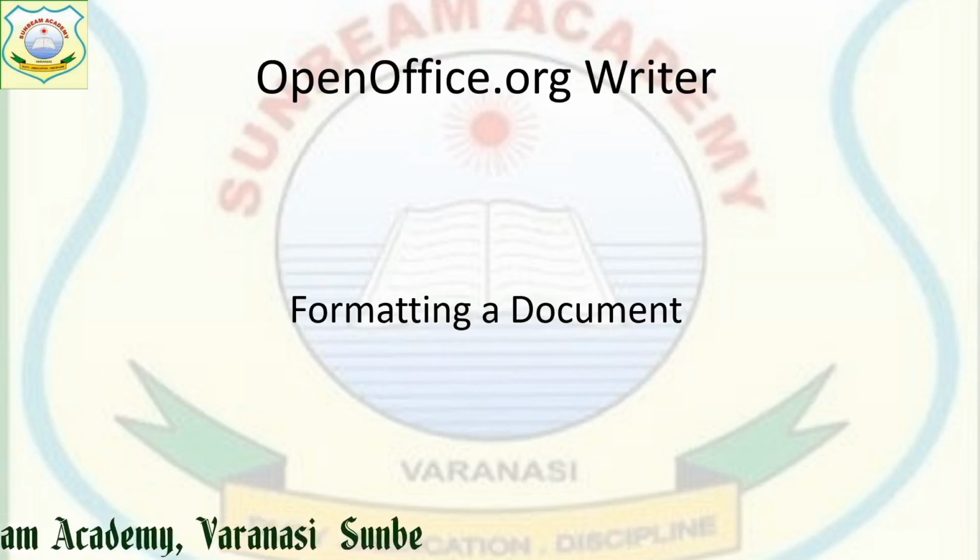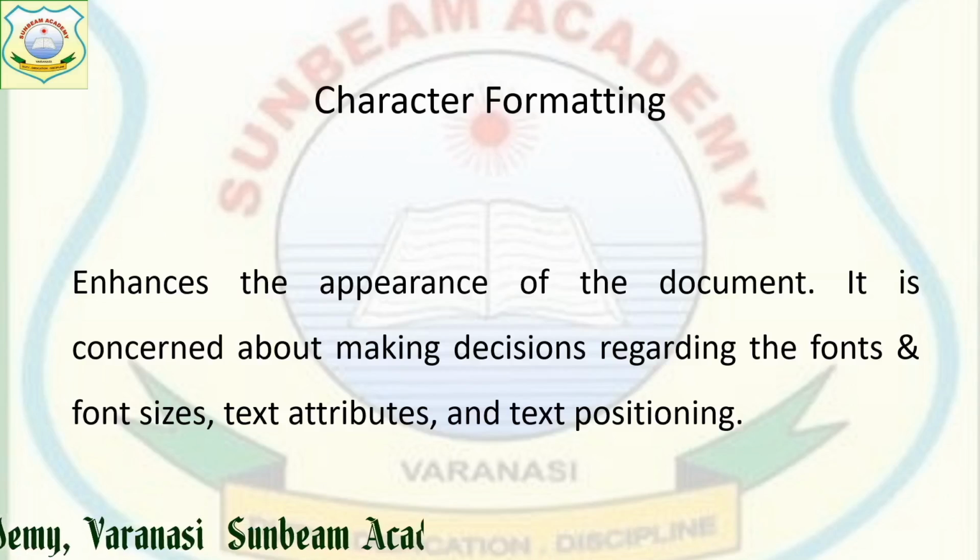So many things we are going to do in our formatting. There are different types of formatting, as I told you. One is character formatting, second is paragraph formatting, and the third is page formatting. First, character formatting. Character formatting enhances the appearance of the document. It looks more legible and neat. It is concerned with making decisions, like changing our font and its size, giving different attributes to our text, and positioning our text. These all come under character formatting.